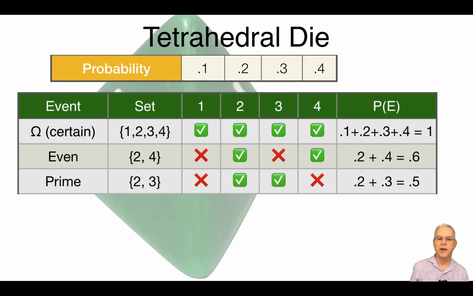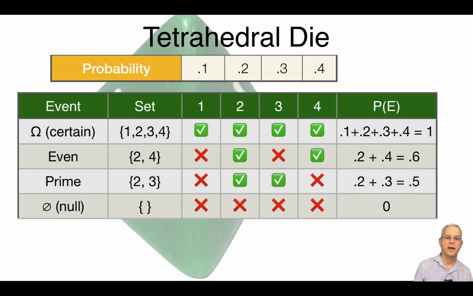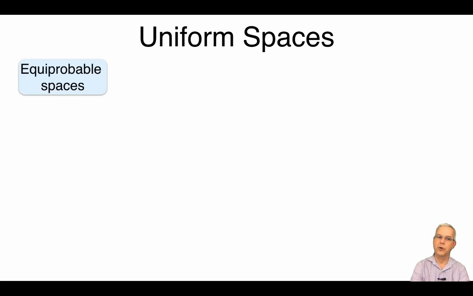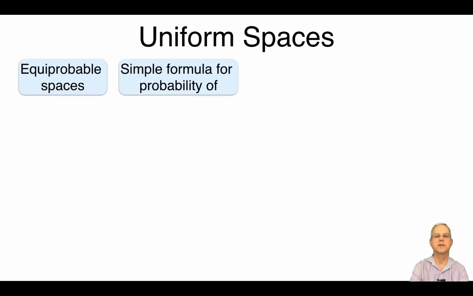The probability of a prime event is the probability of 2 or 3, which is going to be P of 2 plus P of 3, which is 0.2 plus 0.3, which is 0.5. And the probability of the null event is just the sum of no elements, which is going to be 0. So we say that the probability of the null event is 0, that's always going to be the case, and the probability of the certain event is 1, and that's always going to be the case. Okay. Now, we can specifically look at uniform spaces, which as we recall, we also called equiprobable spaces.